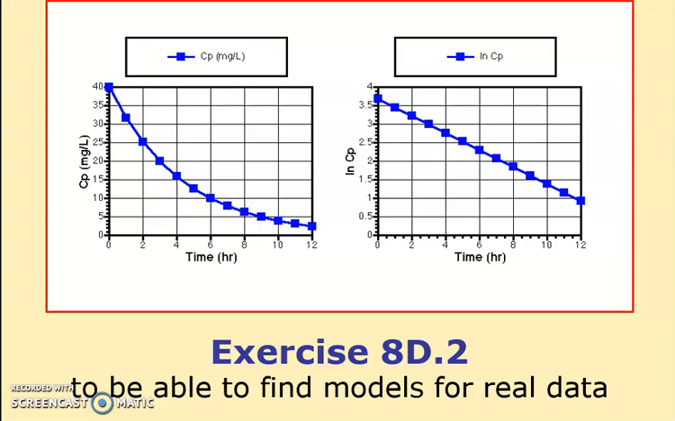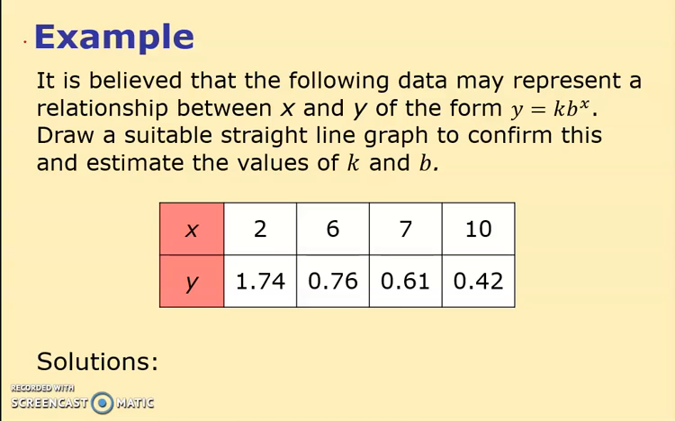Exercise 8D.2, more work on trying to find models for real data, which basically means we get this set of numbers and you try to find an equation for it, a formula for it if you like. And it's easy if it's in a straight line, it's not so easy if it's not in a straight line, and we obviously are doing the ones which are not in a straight line. So here's our question here. We're going to do this.